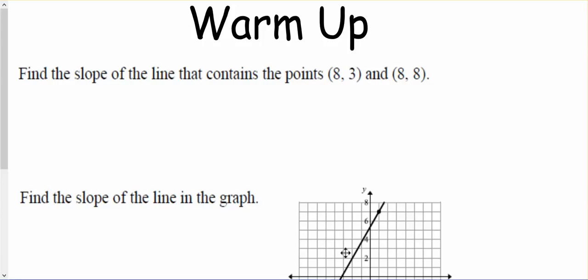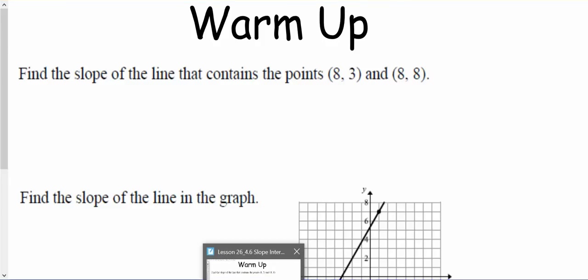This is the warm-up for lesson 26, the slope-intercept form of a line. Our first question: find the slope of the line that contains the points (8, 3) and (8, 8).